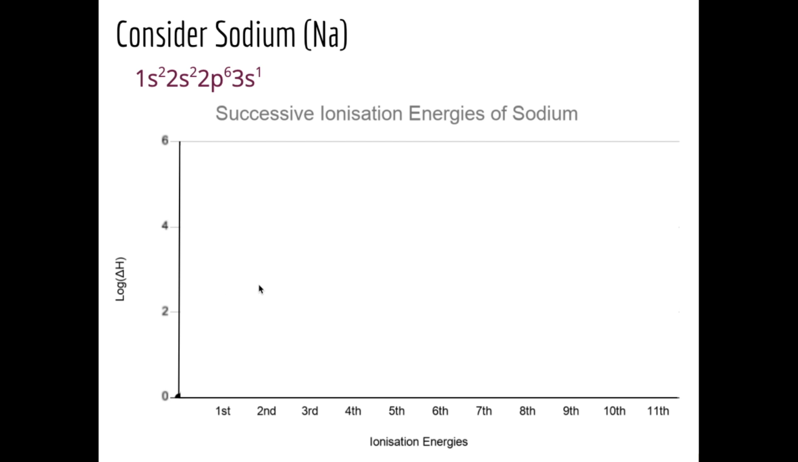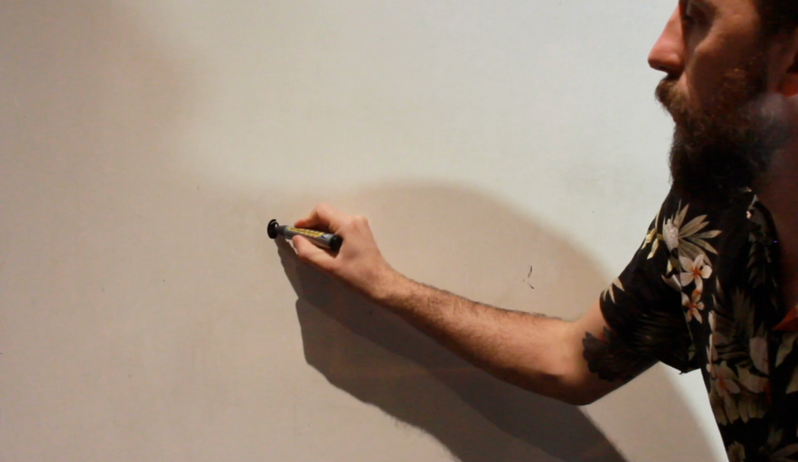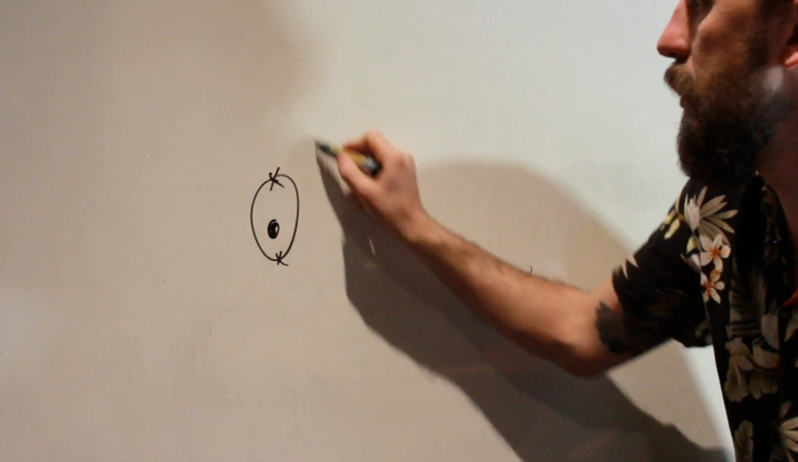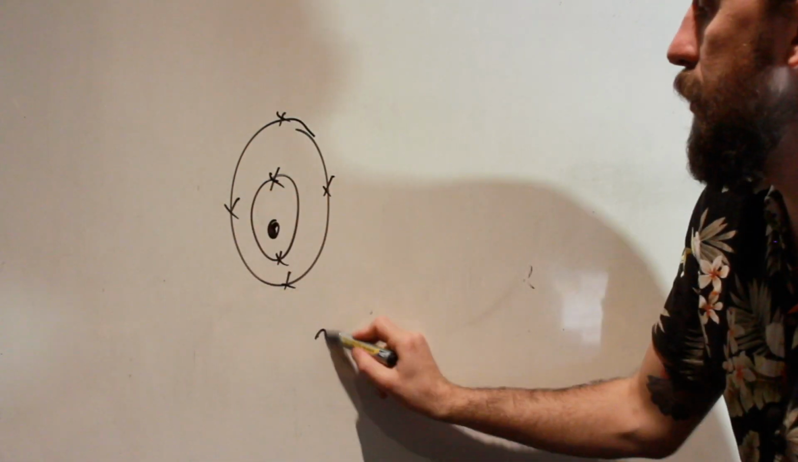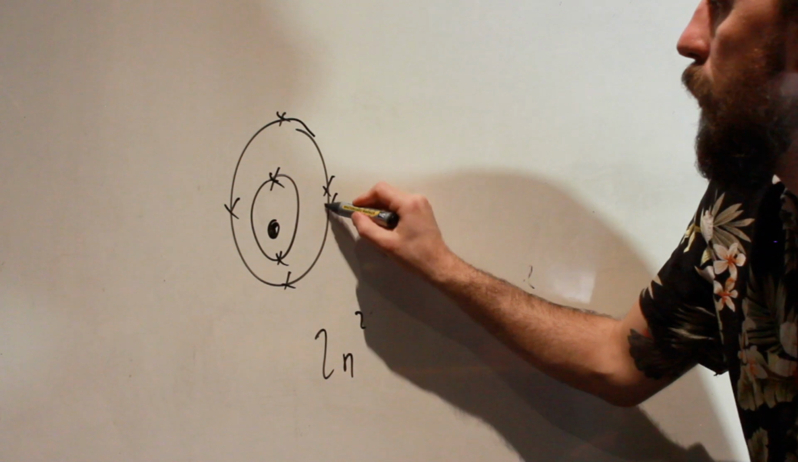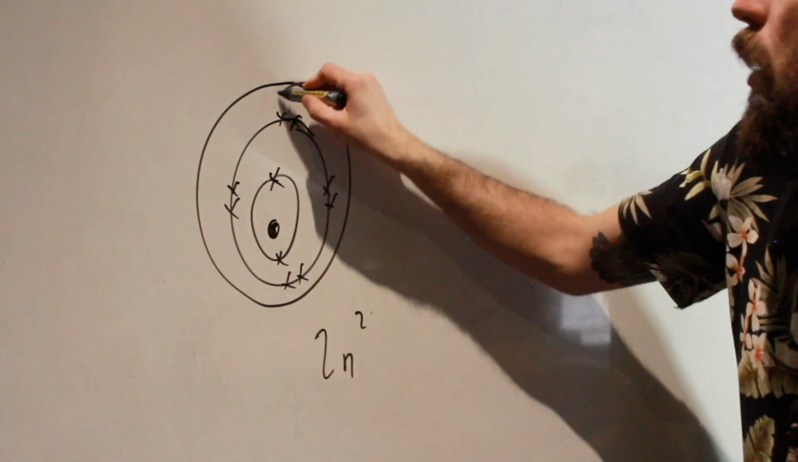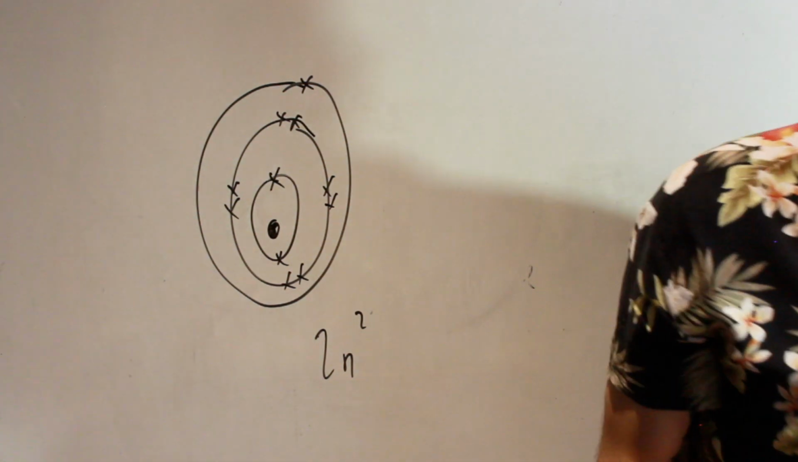Okay, let us draw a sodium atom that we can play along with whilst we go through this graph. So I've got a nucleus in the middle. I've got quantum level 1 with 2 electrons, quantum level 2 with 8 electrons. We can work this out. Remember our 2n squared rule. And then sodium, I've got 1 electron in that third shell.